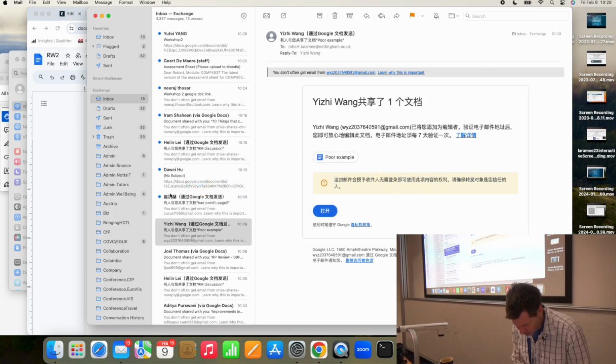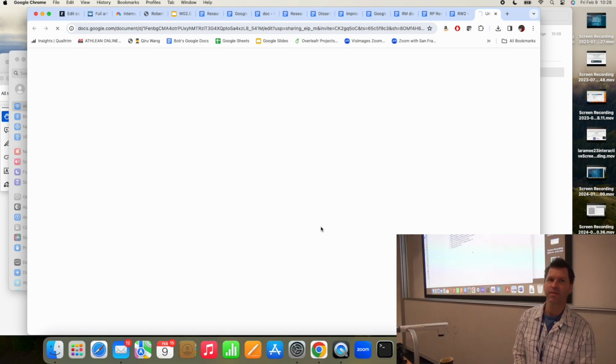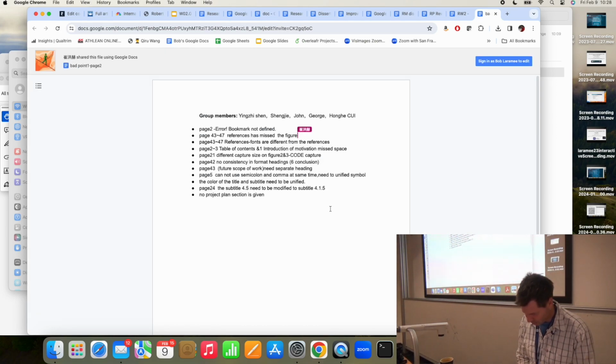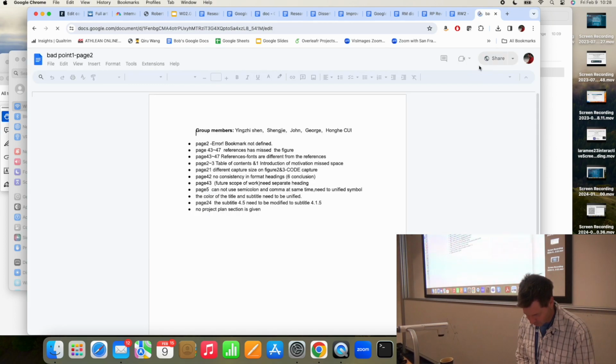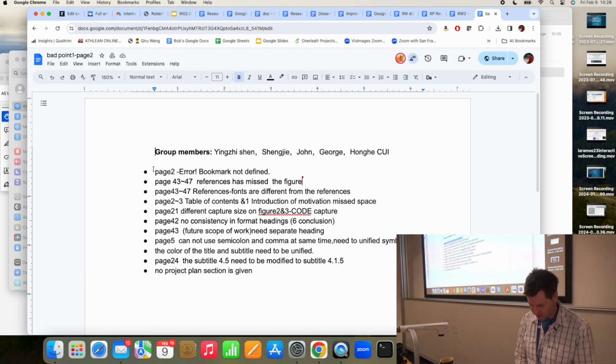Okay, I think we'll go over one more, because it's starting to get pretty redundant, isn't it? Okay, yes, we got lots of errors with the table. References has missed the figure. I'm not sure what that means. Yeah. Does anybody want to explain what that means? References fonts used different from the references. Okay, that's a little bit confusing too.